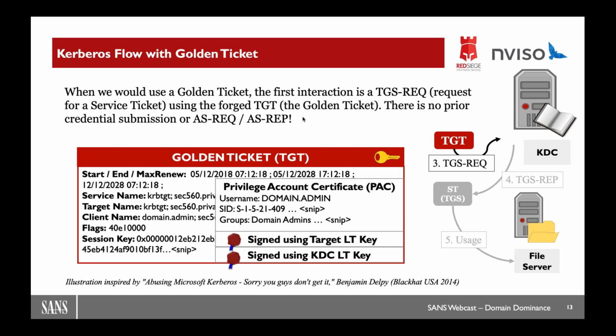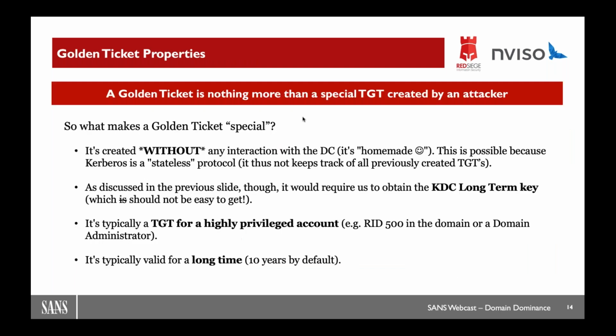So what's so special about this TGT? First up, it's made without any interaction with the DC. Once I have the KRBTGT hash, I can go back to my basement, if you will, and just write my own TGT. It will require the adversary to obtain the KDC long-term key, so that's the encryption key of the KRBTGT account. Again, this should not be easy to get, but we're talking domain dominance here, right?